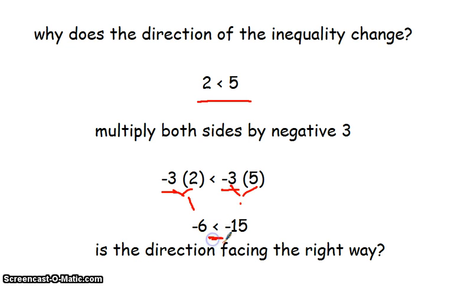The arrow is pointing the same direction as it did up here, but it's not correct because everybody knows that negative 6 is greater than negative 15. It's closer to 0. It's farther right on the number line. So it is greater. So the direction of the arrow is not facing the correct way. So when we divide or multiply by a negative number, you have to change the direction of the sign.